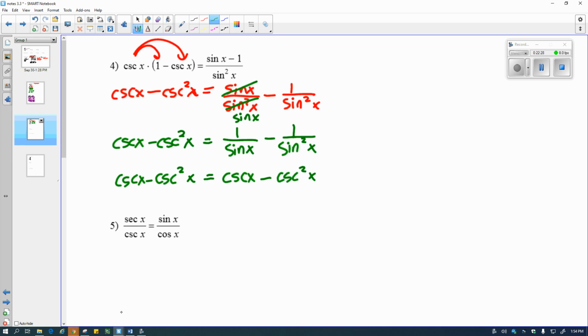I want you to pause the video and try number 5. Now, there are going to be multiple ways to do this, but pause it and see if you can get through number 5, see if you can figure out an answer for that one. And then when you're done, put it back on and take a look and see what I did. See how yours compares with mine.